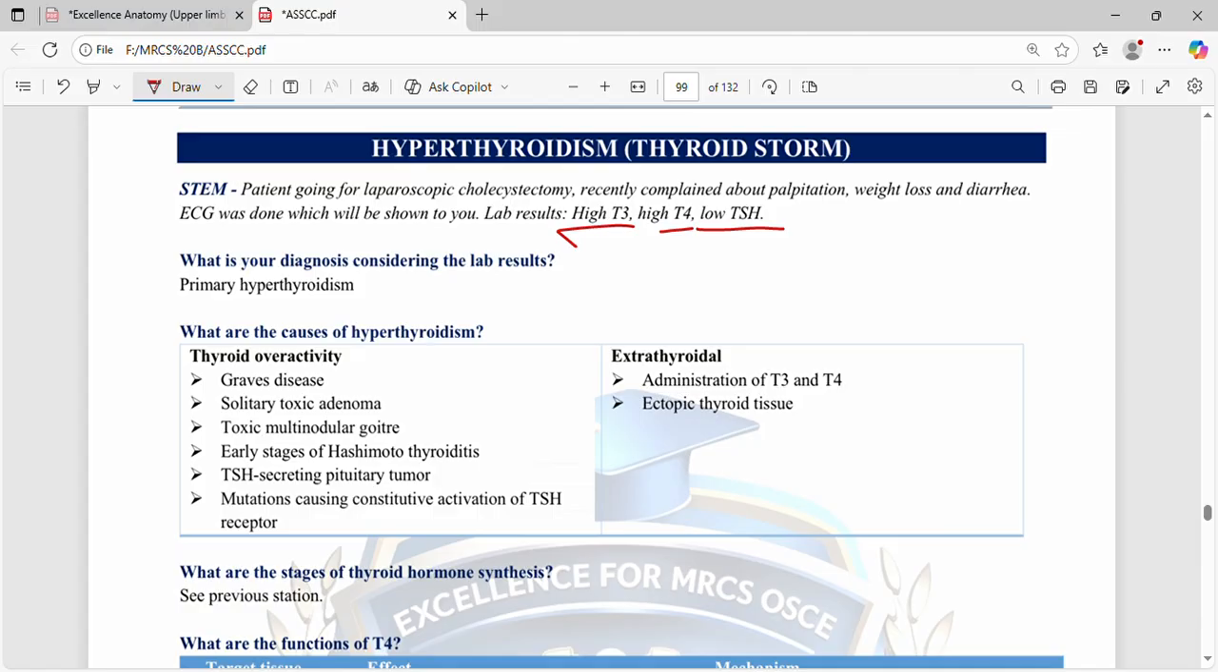So, thyroid overactivity, Graves' disease, solitary toxic adenoma, and toxic multinodular goiter. Early stages of Hashimoto thyroiditis, but later Hashimoto goes to hypothyroidism, and TSH secreting pituitary tumor and mutation causing constitutive activation of TSH receptors. So, extrathyroidal administration of T3, T4, and ectopic thyroid tissue. So, these can cause hyperthyroidism.